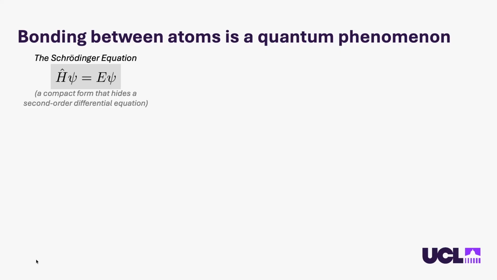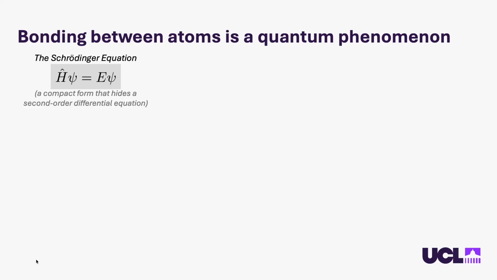So the bonding itself is also a quantum process. We talked about the wave function. The wave function is the solution to the Schrodinger equation. And in the Schrodinger equation, this H with a hat over the top hides a second order differential equation, basically d squared by dx squared inside this H term. But the side here, this is the wave function.